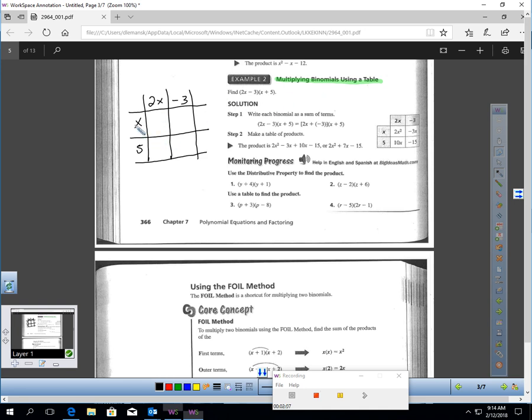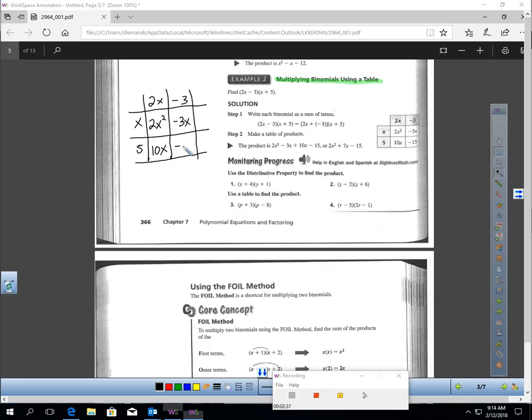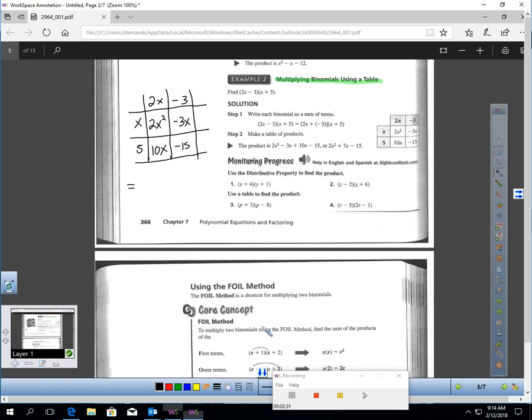Here's how you use the table method. This box is x times 2x, which is 2x squared. This box is x times negative 3, which is negative 3x. This box is 5 times 2x, which is 10x. And this box is 5 times negative 3, which is negative 15. And now let's look for our like terms. Let me highlight my like terms. I have x's and x's here. So I have 2x squared. When I combine those both together, I get positive 7x. And then I have the minus 15. And there would be the table method.